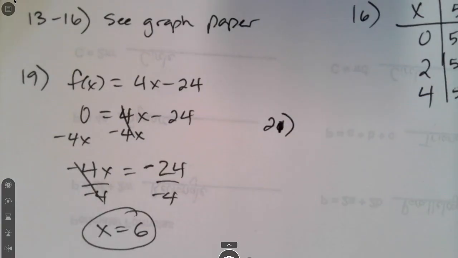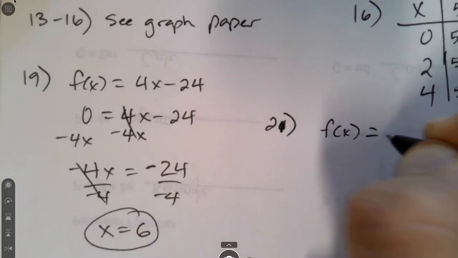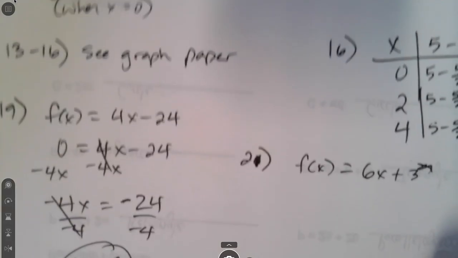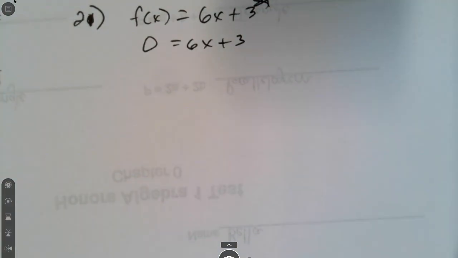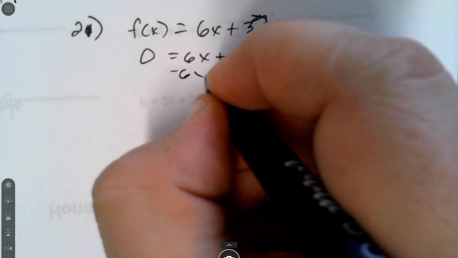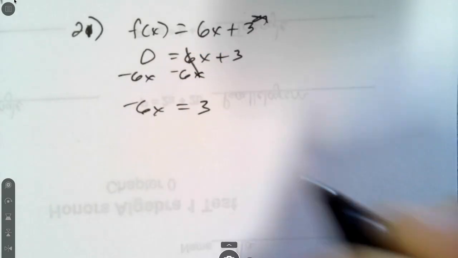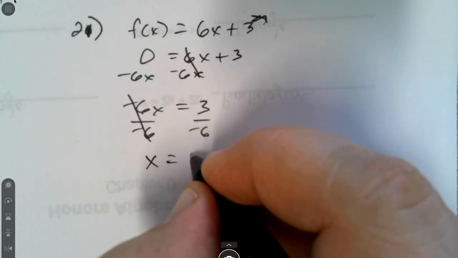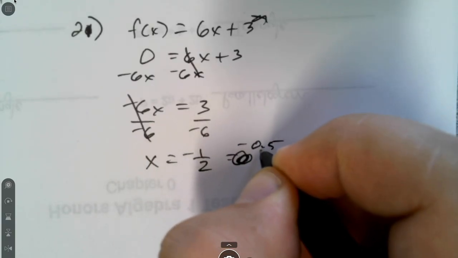Okay, I'll actually try to do the correct ones now. 21, f of x equals 6x plus 3. So we plug in 0 for f of x. I'll subtract 6x from both sides. Divide both sides by negative 6. And that will reduce to negative 1/2. Or if you did negative 0.5, that'd be fine too.